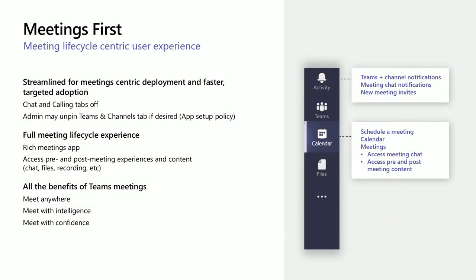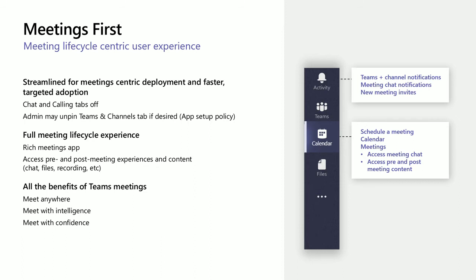So here's a close-up of what the left rail looks like by default, right? So this is without any messing around of app setup policies like I did on my previous slide. This is simply by default, out of the box. If you assign a user the Meetings First experience, this is what their left rail will look like.